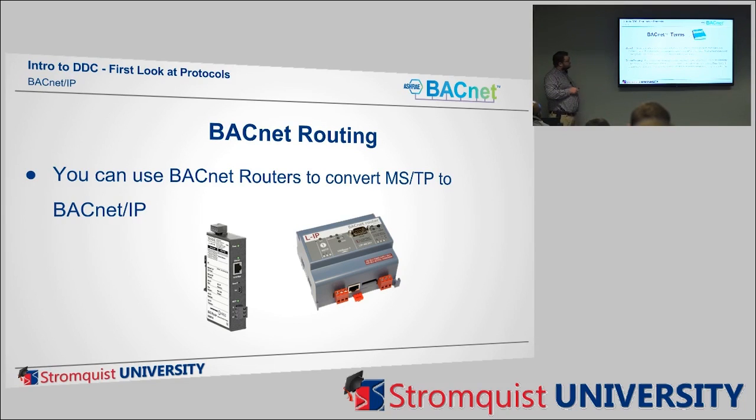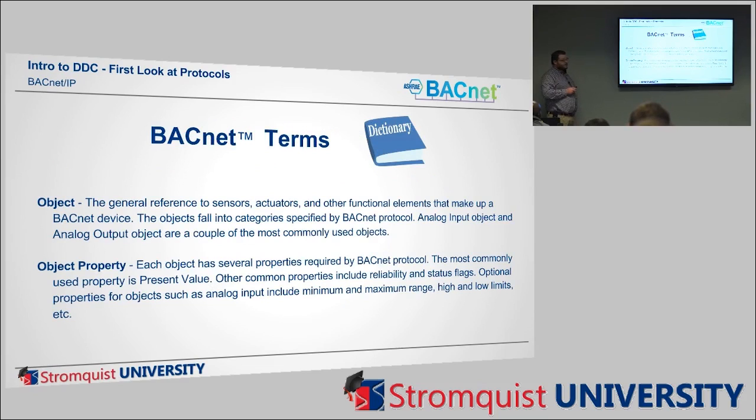Some terms you're hearing. BACnet object. In BACnet, an object is basically a general reference to a sensor, actuator, or device. So my object on a BACnet controller is the space temperature. And each object has a property. So that space temperature has several object properties. One of them, the most common, the one we care about, is present value. What is the present value of that temperature?